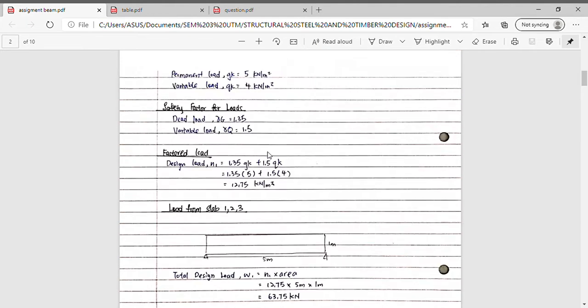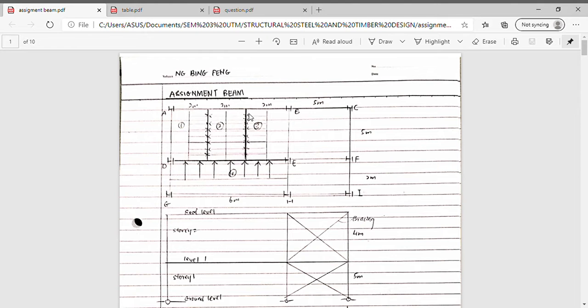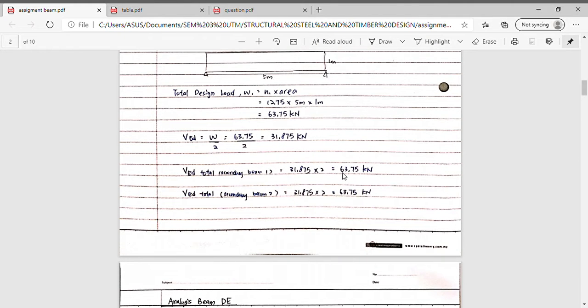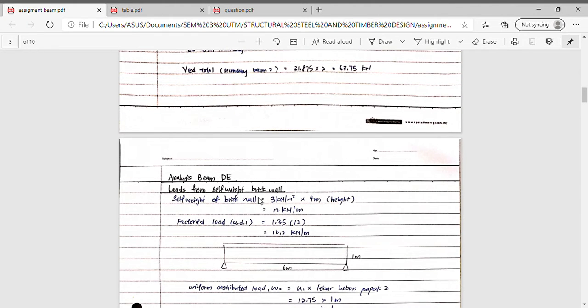And because of the secondary beam support, the slab on both sides is the same area, so just multiply by 2 to get the total shear force. And because secondary beam 1 and secondary beam 2 are the same, it's direct. I put 63.75 kN. So after the secondary beam is calculated, now I analyze the beam DE.